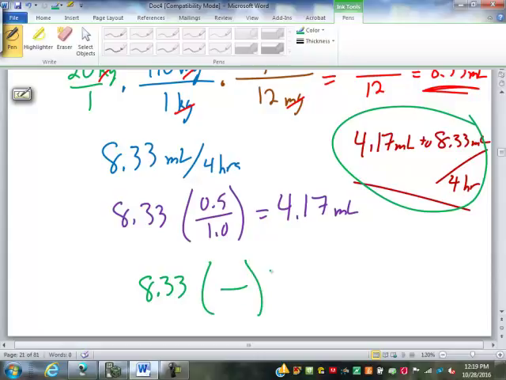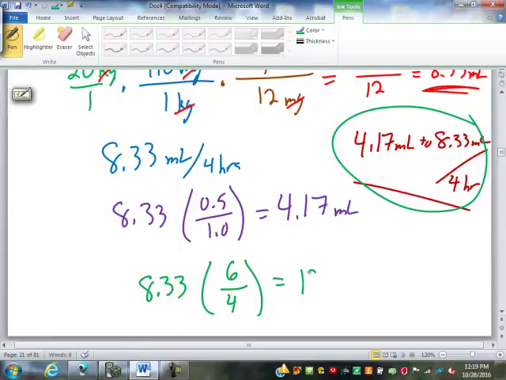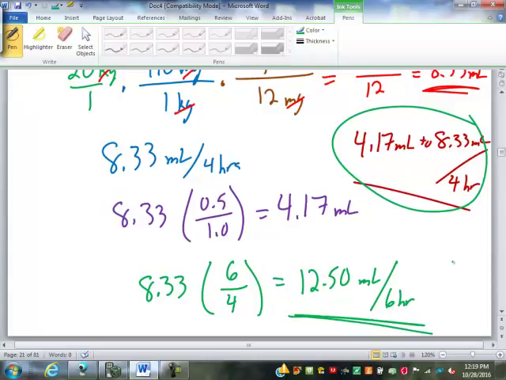8.3. This is for 4 hours, and we're converting it to 6. So 8.33, that'd be times 6 divided by 4. It's going to give us 12.49, 12.50. That'd be per 6 hours now. So if that were 12 milliliters per 6 hours, that'd be just barely a safe dose, but it would be a safe dose.